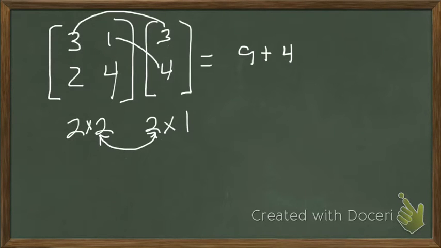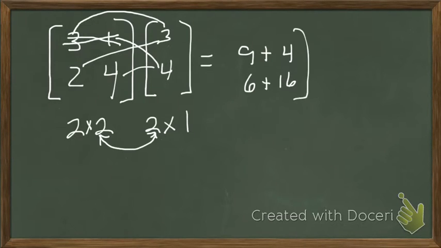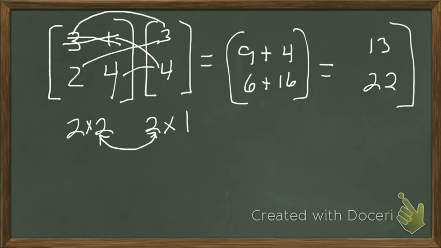Now, since we've multiplied that first column through, we're done with that. Next we would go 3 times 2 is 6. 4 times 4 is 16. So the product matrix would be 13, 22. Okay. And we can check that because the outside dimensions give us the dimensions of the product matrix. It should have 2 rows and 1 column, and here we have 2 rows, 1 column. Works out kind of nice.